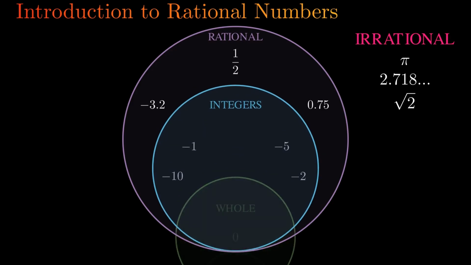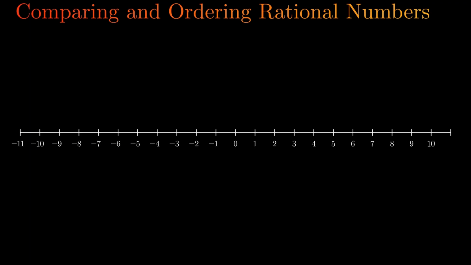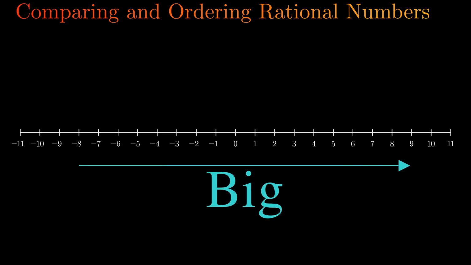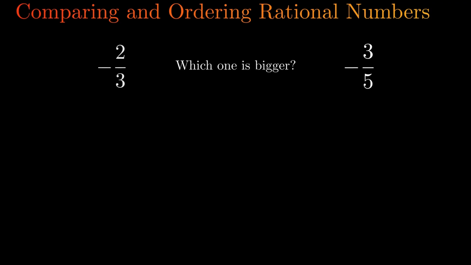Now that we know what they are, how do we know which ones are bigger? When in doubt, sketch a number line. The number further to the right is always bigger. But this gets tricky when we deal with negatives. Let's try a hard one. -2/3 versus -3/5. Your brain might want to say 3/5 is bigger because 3 and 5 are bigger numbers, but with negatives, everything is backwards.